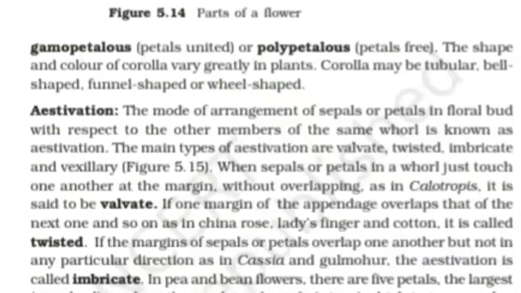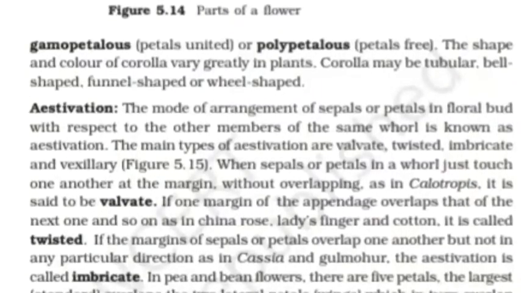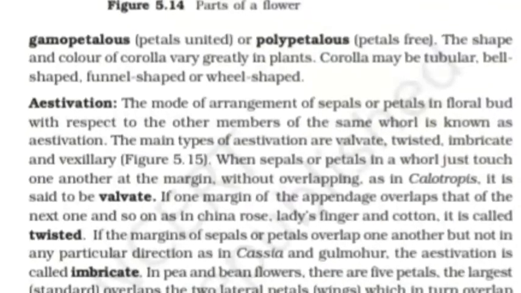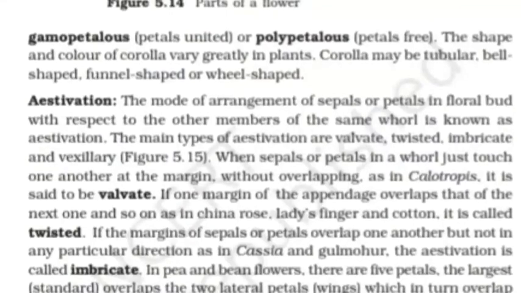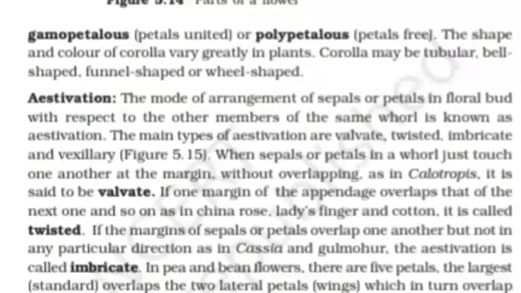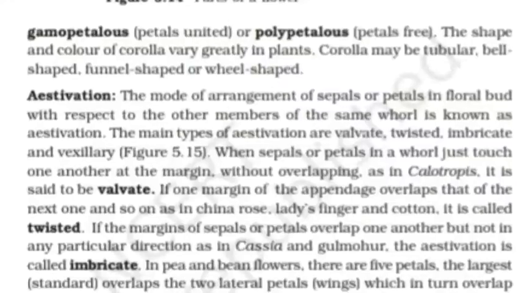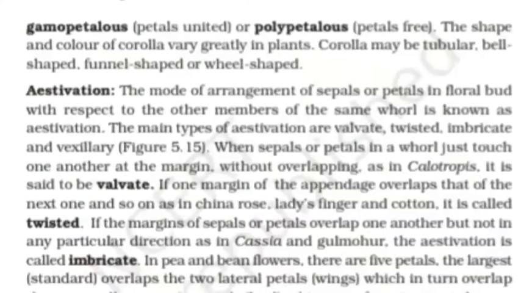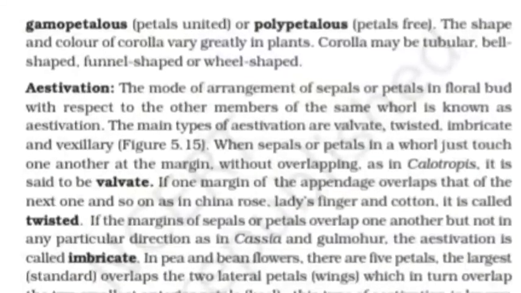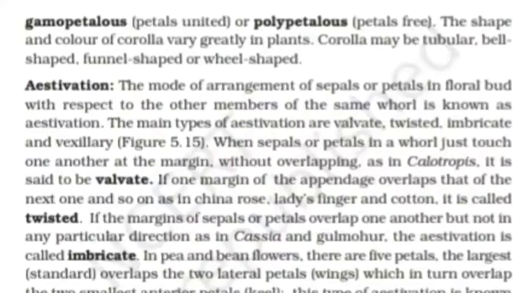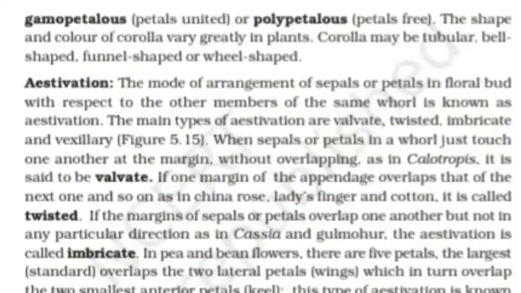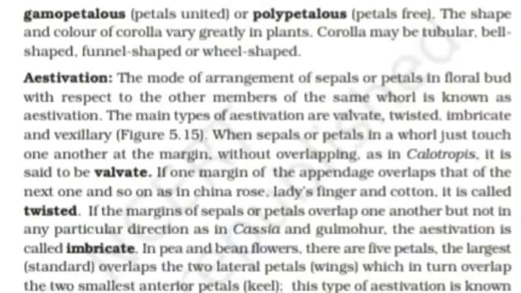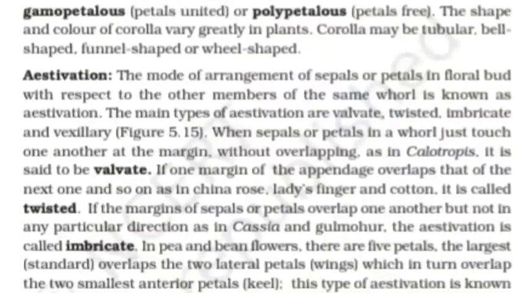Estivation. The mode of arrangement of sepals or petals in floral buds with respect to the other members of the same whorl is known as estivation. The main types of estivation are valvate, twisted, imbricate, and vexillary. When sepals or petals in a whorl just touch one another at the margin without overlapping, as in calotropis, it is said to be valvate.